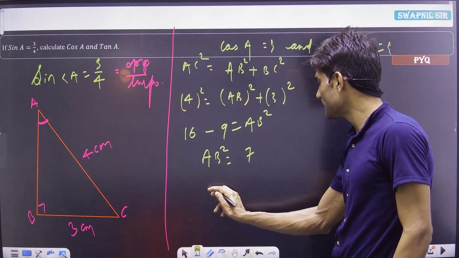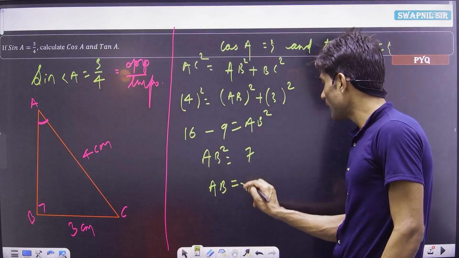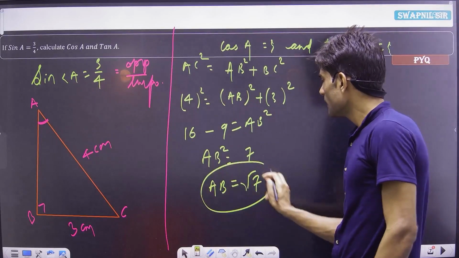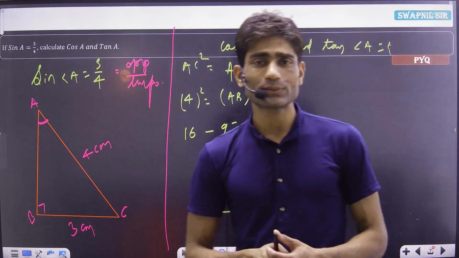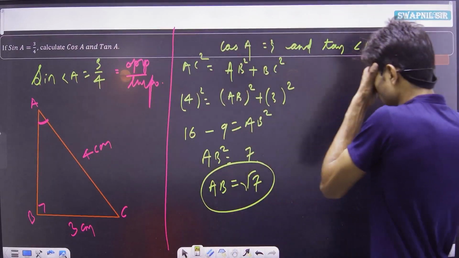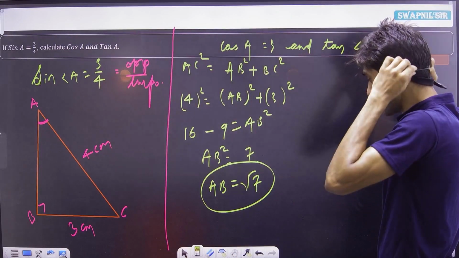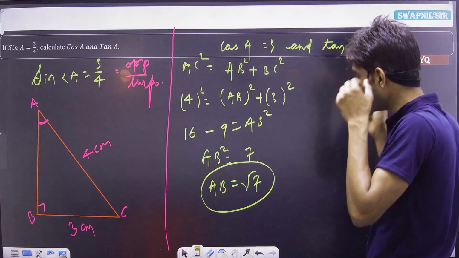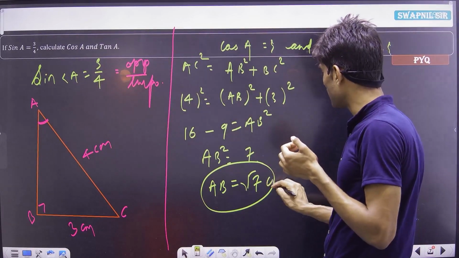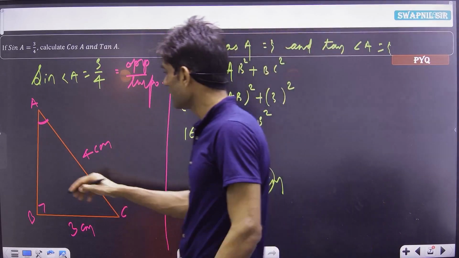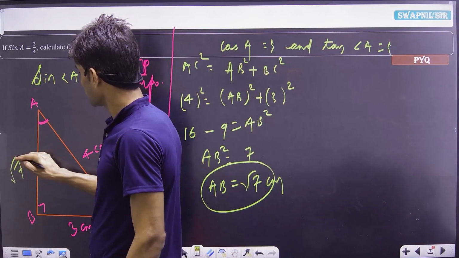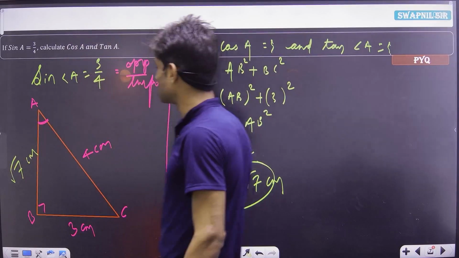So AB square is 7, then AB we write as square root of 7. It is okay if the value is under a square root. So AB is equal to square root of 7 centimeter. Let me put this value here, square root of 7 centimeter.